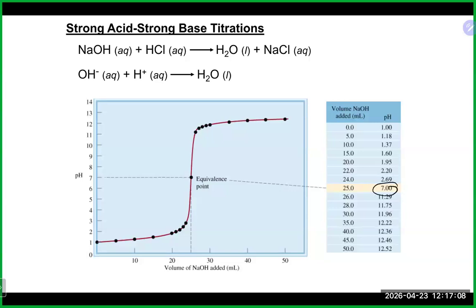We got about a pH of 7 right there at the equivalence point. And again, we basically just have a neutral salt and water present. Any questions on that there? All right. Like I said before, it turns pink at this point.